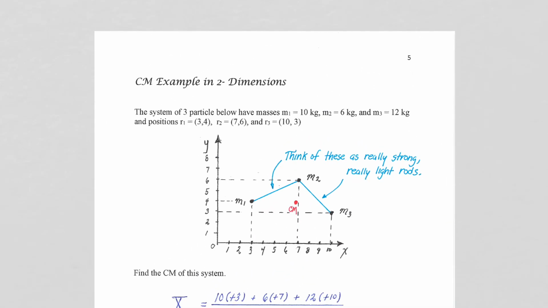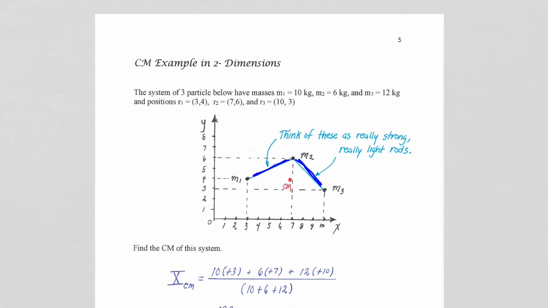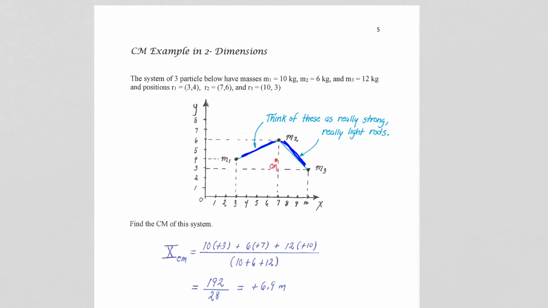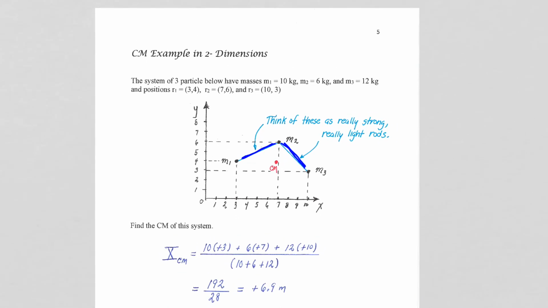We'll get to the answer in a moment. But again, draw in those really light, really strong rods. So what I want you to think of is what would happen if we had particles M1, M2, M3 making this little triangle-shaped object where all the mass is in M1, M2, and M3, and we're connecting them with these really light, really strong rods. Here we have a two-dimensional example, and you are going to make the same calculation that we just made, individually, separately, first in X and then in Y. So here I have the X shown.